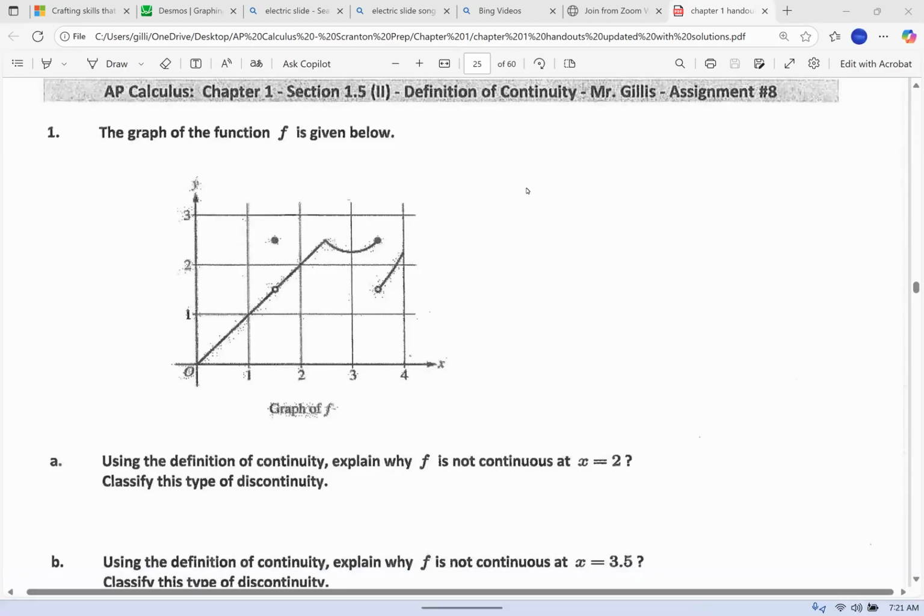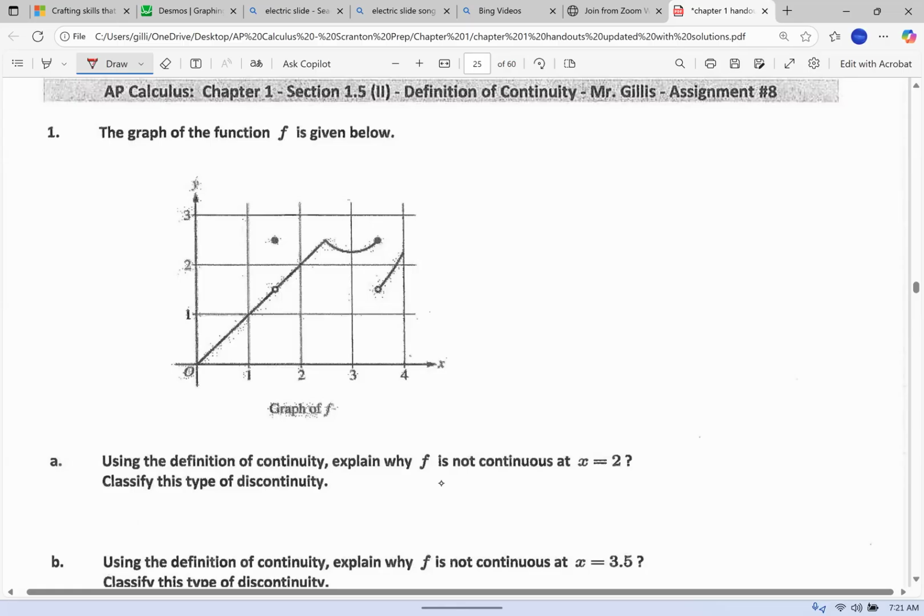Okay, so in this video, I'm going to go through continuity, really part 2, but assignment number 8. So the first problem is we have a graph of a function f, and using the definition of continuity, explain why f is not continuous at x equals 2.